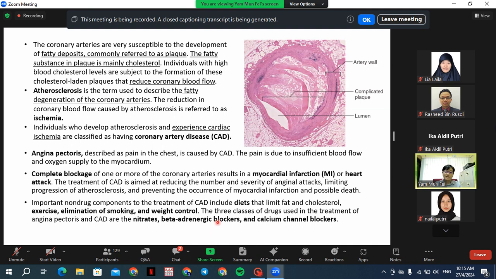Besides that, you also need to have a good, healthy daily life. So you need to do exercise, quit smoking, and also control your body weight in order to prevent the condition from getting worse. Okay. So today for this topic, we are going to cover nitrate, beta blocker, and calcium channel blocker as well.